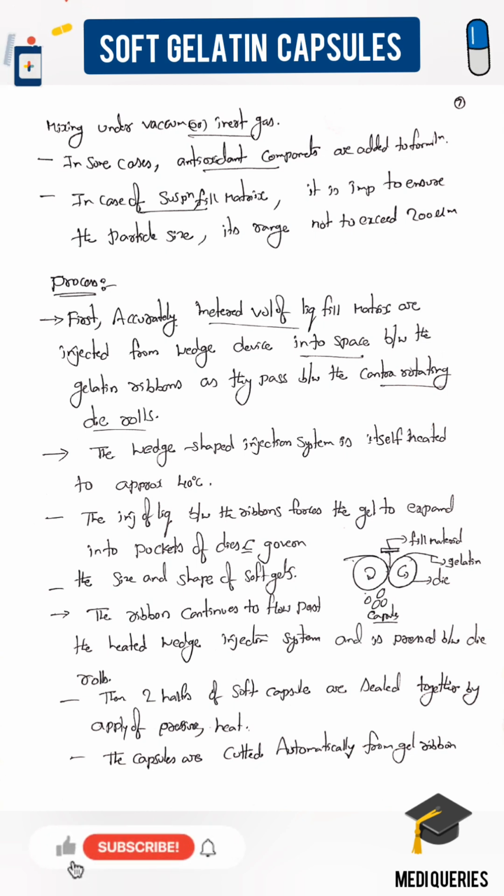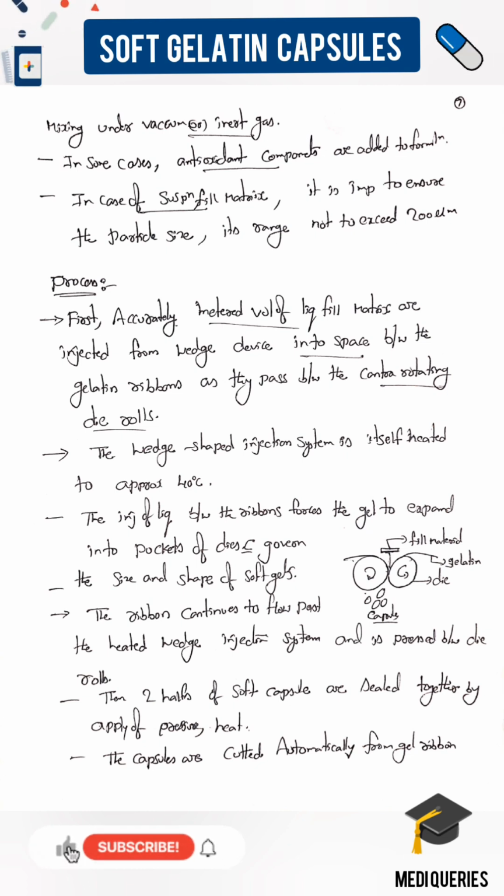Clear? So during the injection of the film material into the gelatin sheet, we will get some small pocket-like space. In that space, the material to be filled is captured. By gentle movements of these rotating dies, the capsule gets sealed. And the wedge-shaped injection system is itself heated to approximately 40 degrees centigrade.